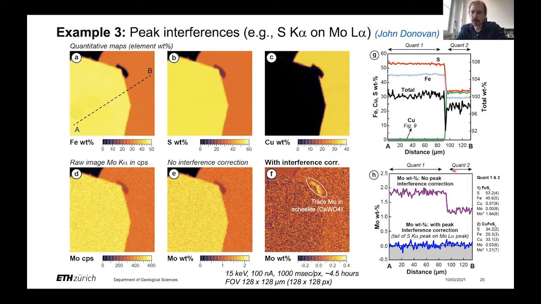So just be aware of these kinds of problems. Here is a summary. This is the line profile A to B, where you can see that the totals are nicely clustered around 100% for the pyrites, a little bit less for the chalcopyrites, probably because there are some other elements. The key point to keep in mind is this fake molybdenum that we can measure if we don't apply the interference correction. With the interference corrections, you can see that we have an accurate blank value. Basically, we have proven that, to the detectability limit of molybdenum, we have absolutely no molybdenum in either the pyrites or the chalcopyrite.